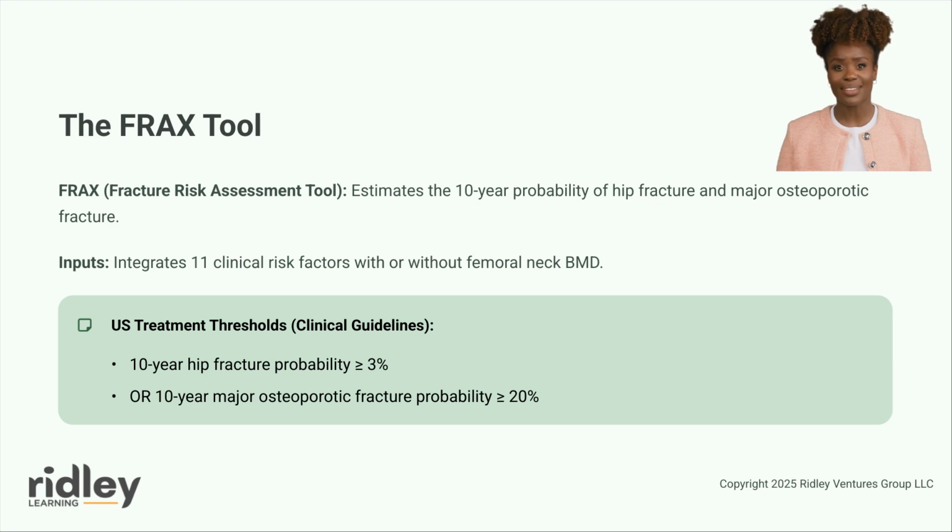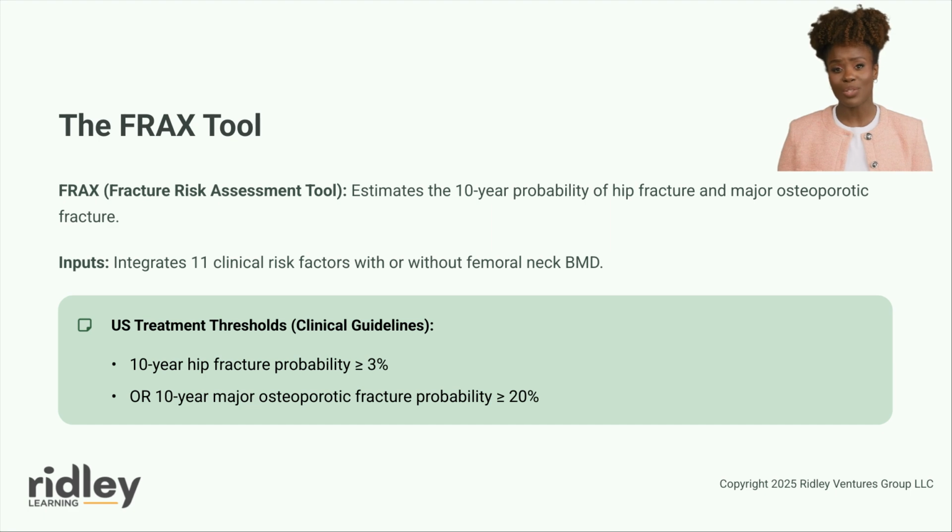In the United States, the National Osteoporosis Foundation and subsequent Bone Health and Osteoporosis Foundation guidelines have recommended pharmacologic treatment when the 10-year probability of hip fracture reaches or exceeds 3%, or when the 10-year probability of major osteoporotic fracture reaches or exceeds 20%. These thresholds were derived from cost-effectiveness analyses and represent the fracture probability at which pharmacologic intervention becomes economically justified based on medication costs and fracture prevention efficacy.